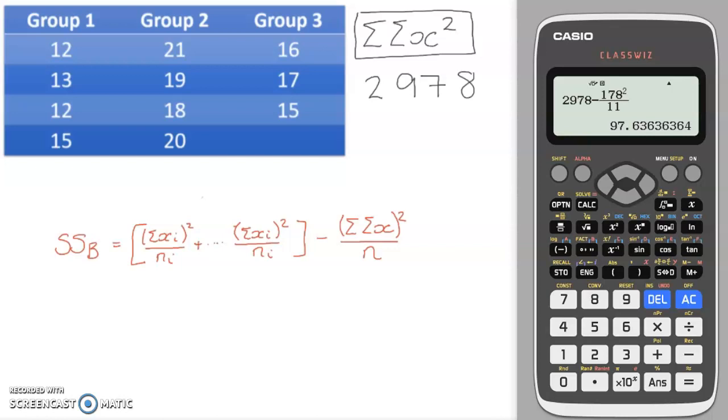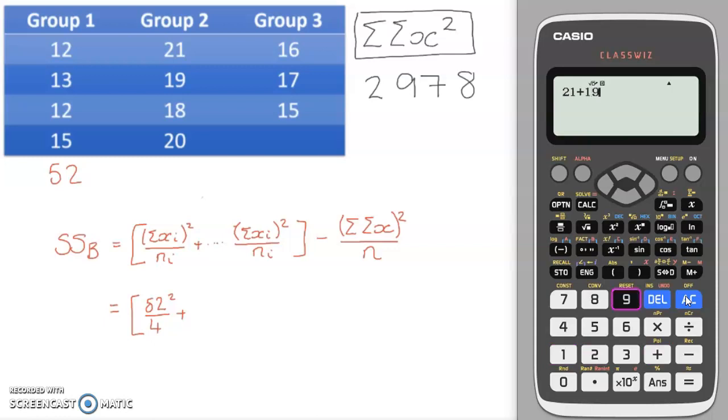So what I need to do is I need to work out the total first of all for each group. So I'm going to do 12, add 13, add 12, add 15. So my first column, this column here, adds up to 52. So in my formula I'm going to do 52 squared over, and I can clearly see there's 4 numbers in that column.